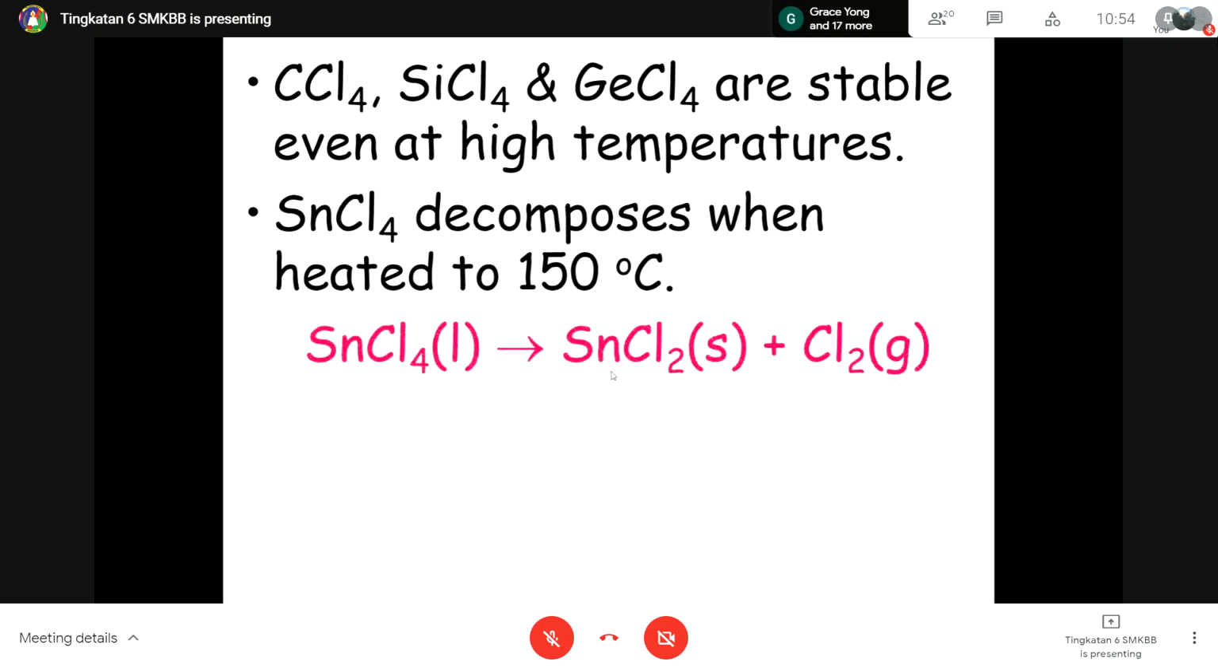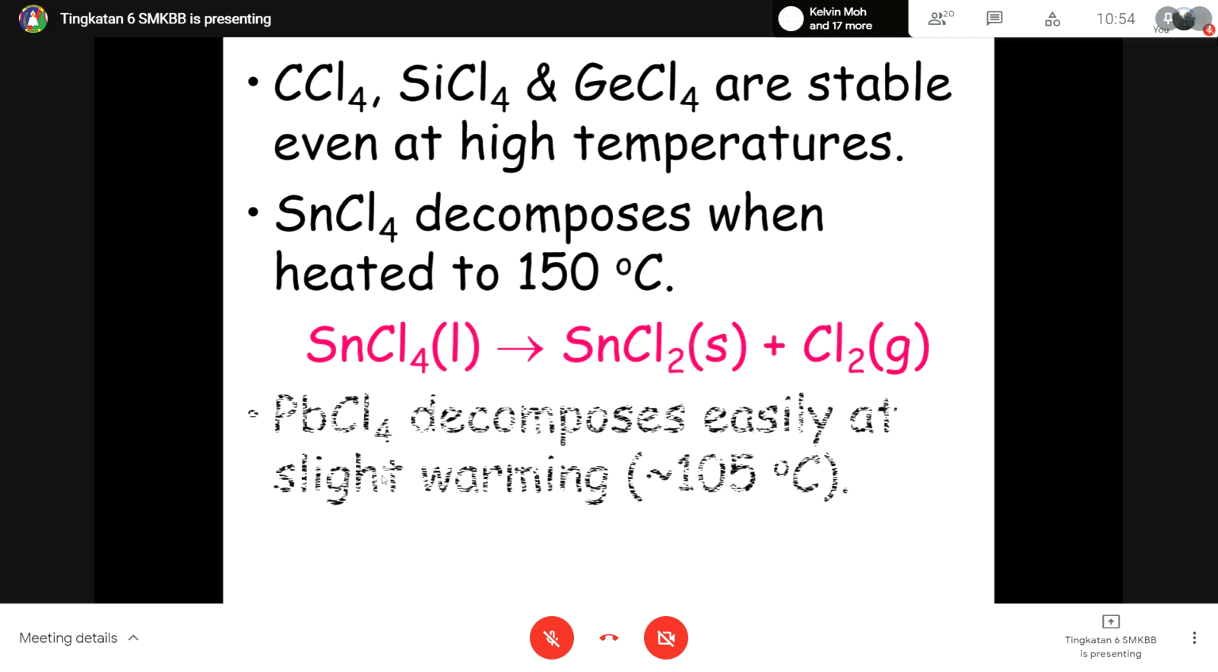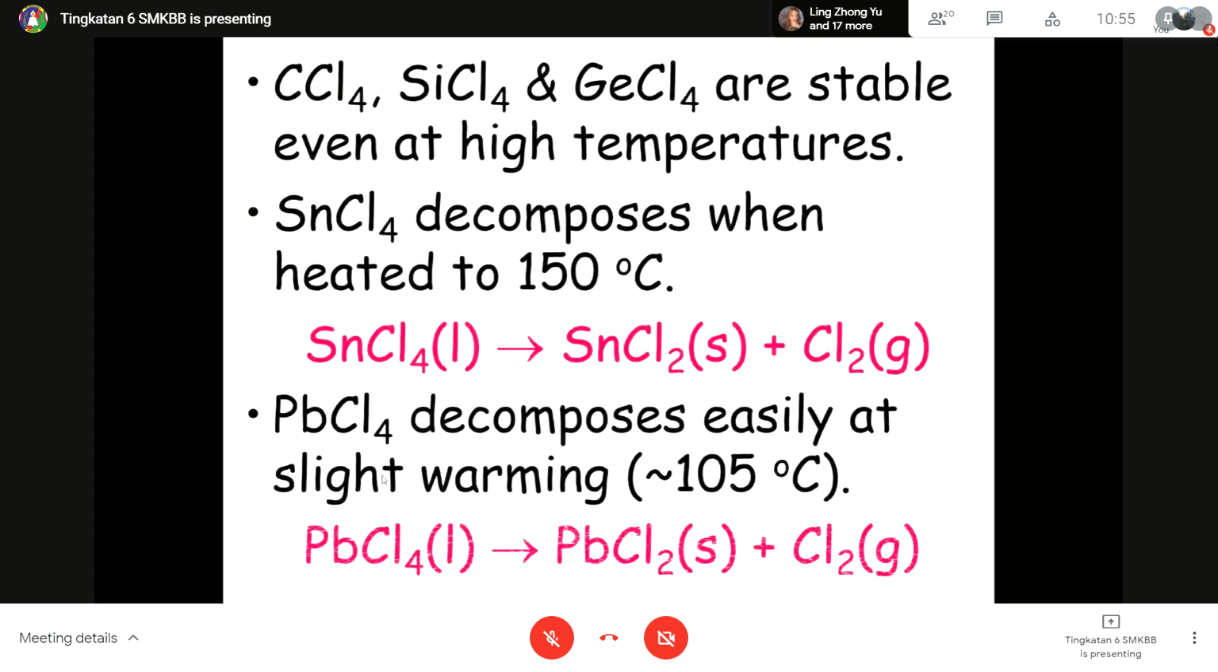Okay, so pay attention to all the physical states. Group 14, this one is very tricky. In exam, if you get all these physical states wrong, sorry, no mark will be given. Now for lead tetrachloride, it definitely decomposes easily, at slight warming. So of course, you're going to get exactly the same pattern of products: you get lead(II) chloride and chlorine gas is released.